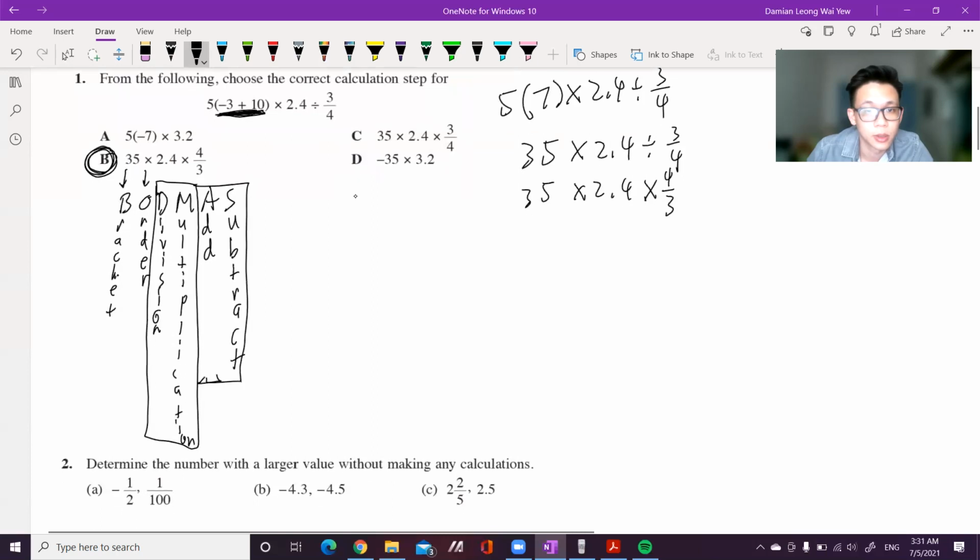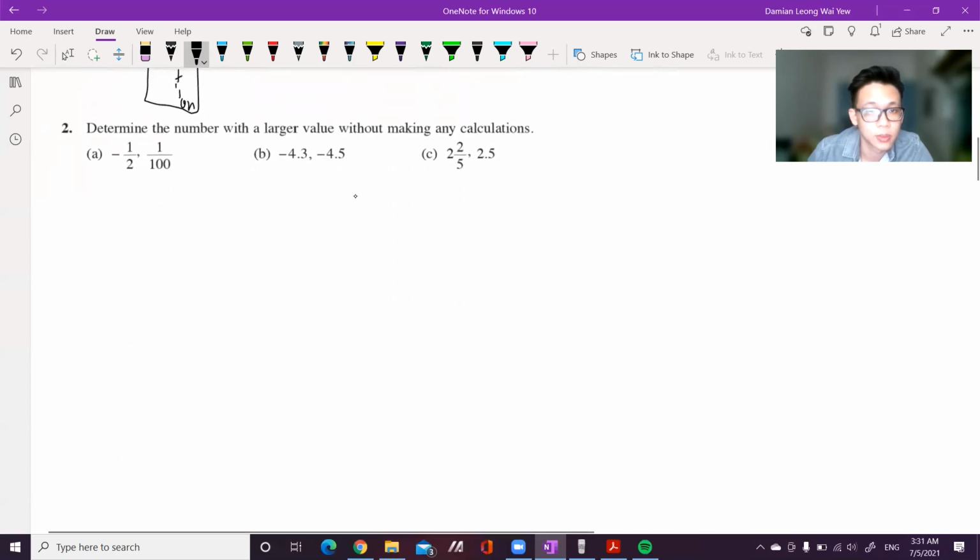Now, let's look at the second question. Determine the number with a larger value without making any calculation. So if we just see it, this is one negative, one positive. Straight away, I know the positive value has to be a larger number. Must be 1 over 100.